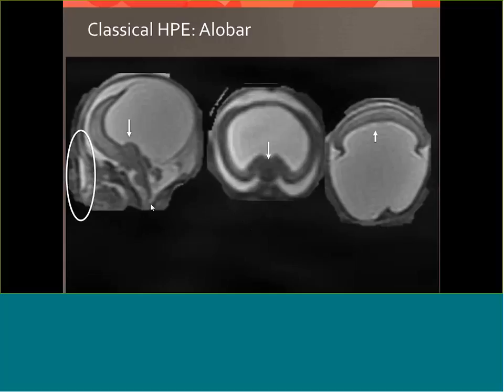Other key features here would be absence of the septum pellucidum, absence of the interhemispheric fissure, and falx. And because this occurs so early on, it develops before midline meningeal development, so you typically don't have meninges.